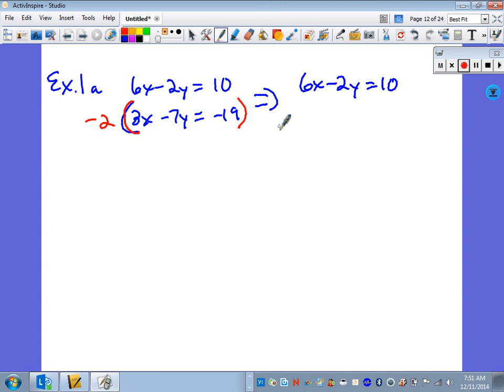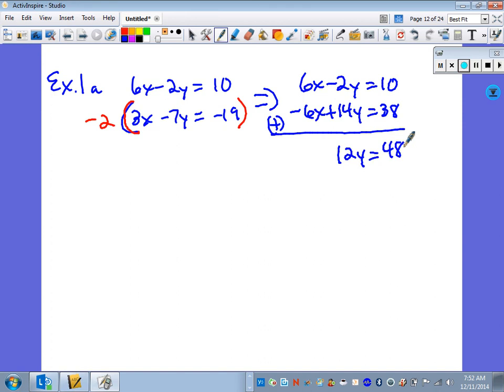-2 times 3x is -6x. -2 times -7y is a positive 14y. And -2 times -19 is a positive 38. Now notice your x's are going to fall out. So I'm going to add these together. This goes away. This becomes 12y, and this becomes 48. I'm going to divide both sides by 12, and so y is 4.